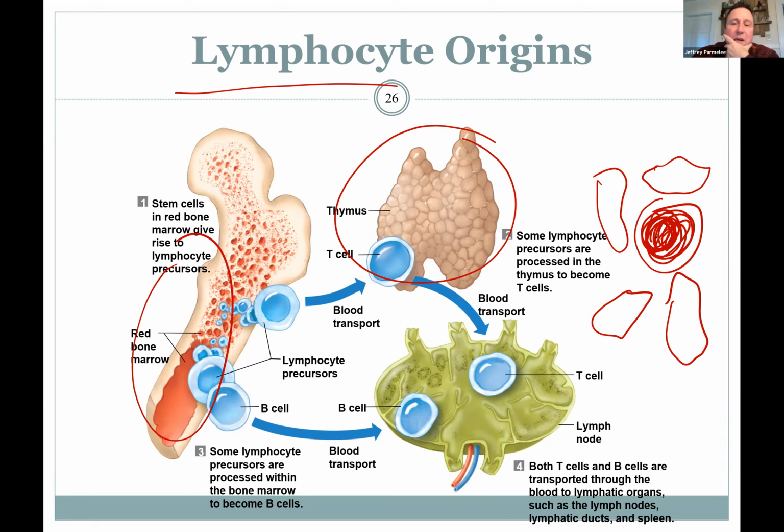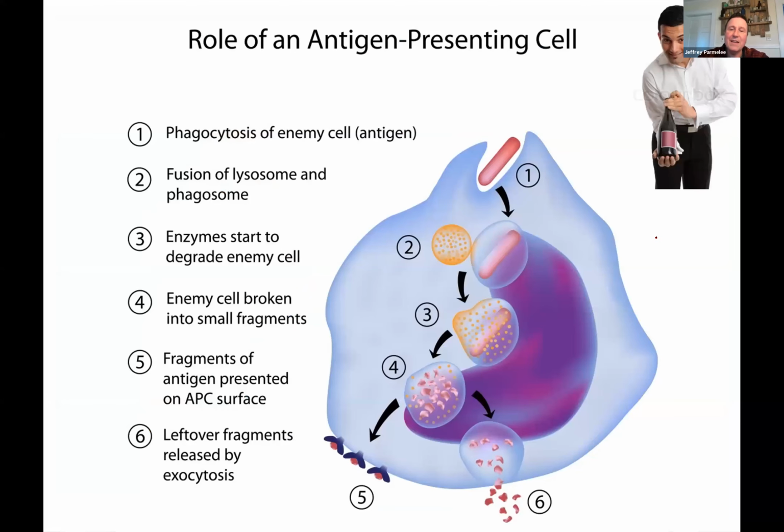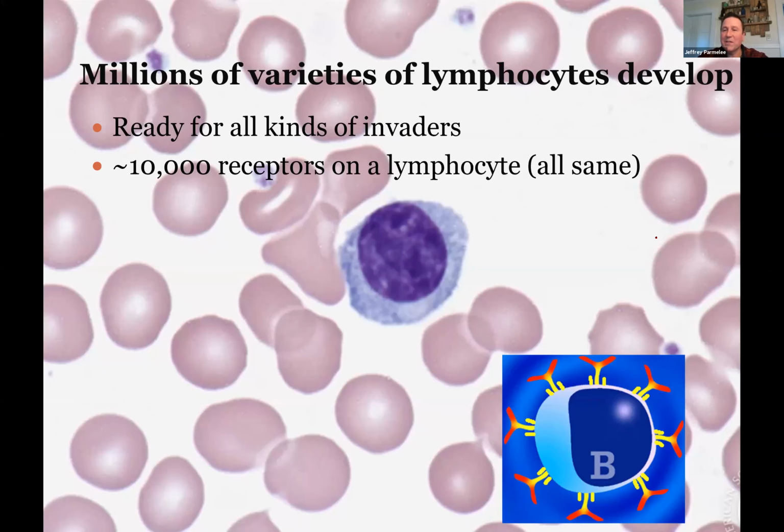We took them out of the blood, but they're on their way somewhere. They're going to go find the appendix, or they're going to go in lymph nodes, and they're going to go underneath your gut mucosa. So they're going to travel. And again, I already told you, millions of varieties.